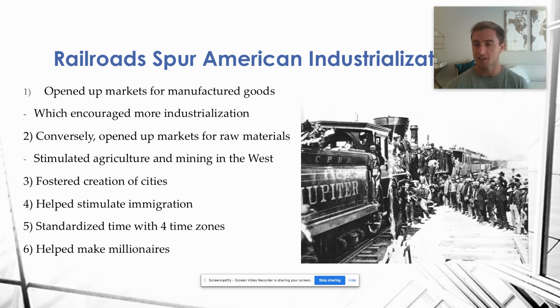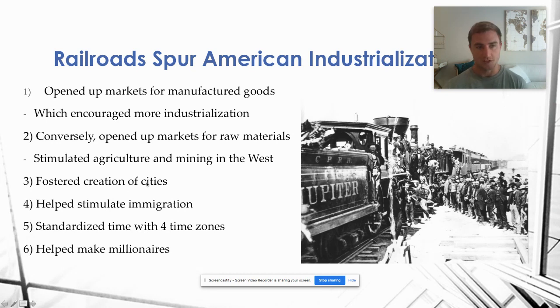And then the same thing for the West, and the same thing for raw materials from either the West or the South, because now we have all of these factories opening up, and because now the raw material producers have more consumers, you can now produce as many raw materials as you can. This is going to spur the mining industry. This is going to spur farming industries even more. So that's awesome. It's stimulating agriculture, especially out in the West, with wheat and cotton down in the South.